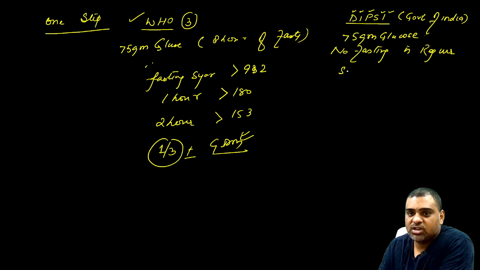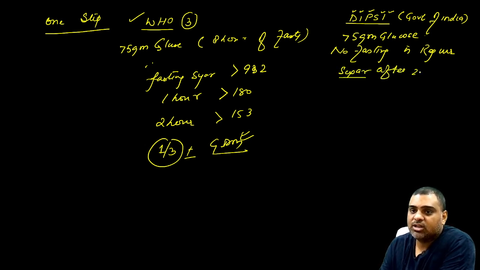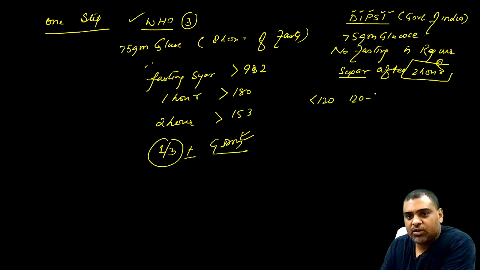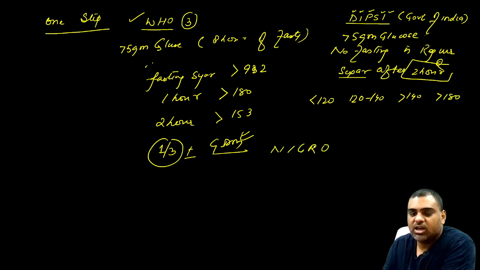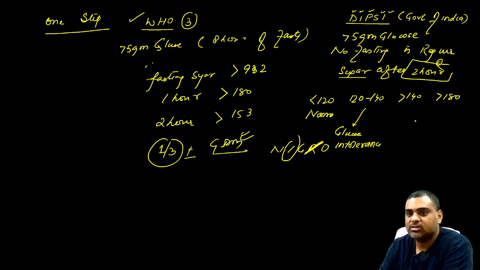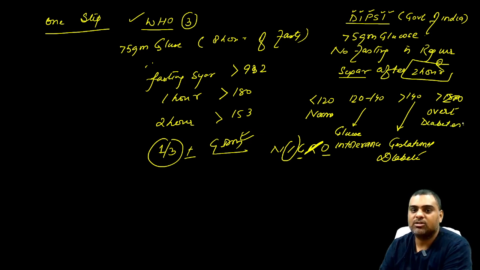Okay. And now you will do the sugar. Sugar is done after 2 hours. It can be less than 120, 120 to 140, more than 140, and more than 200. How to remember? Please remember NIGO. N is for normal: less than 120. I is for intolerance: 120 to 140 is glucose intolerance. G is for gestational diabetes: more than 140. And O is for overt diabetes: more than 200. Okay, so just remember NIGO.